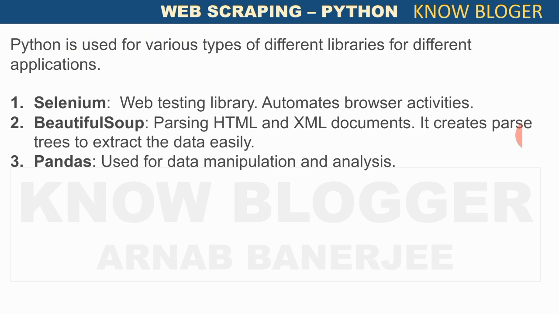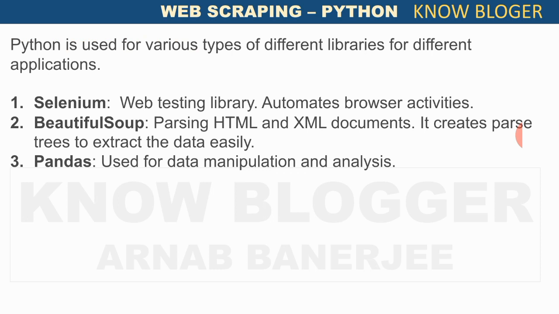Now the time is to write the code. We know Python is a very good language, and it has multiple different libraries for different purposes and applications. For web scraping, we need three libraries: Selenium, BeautifulSoup, and Pandas. Selenium is a web testing library. If I need any browser activities automated, then I need Selenium.